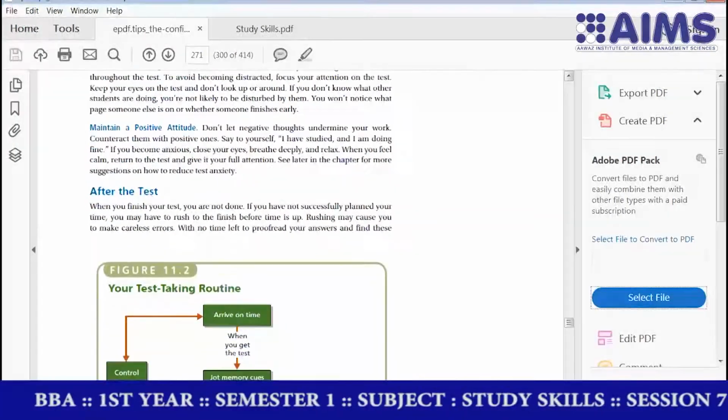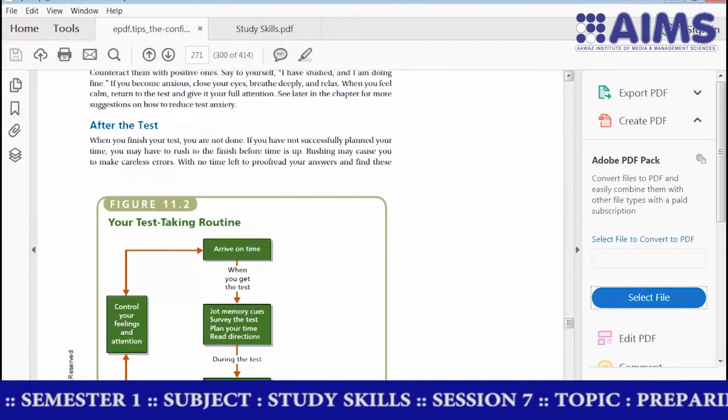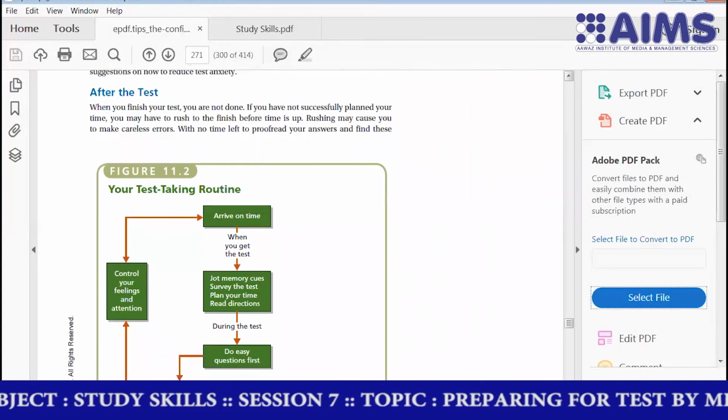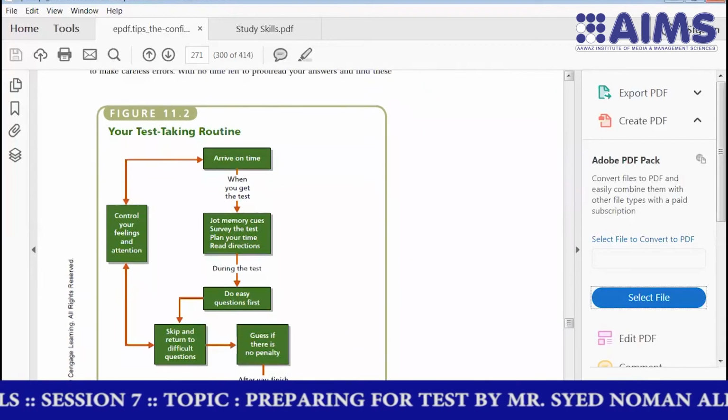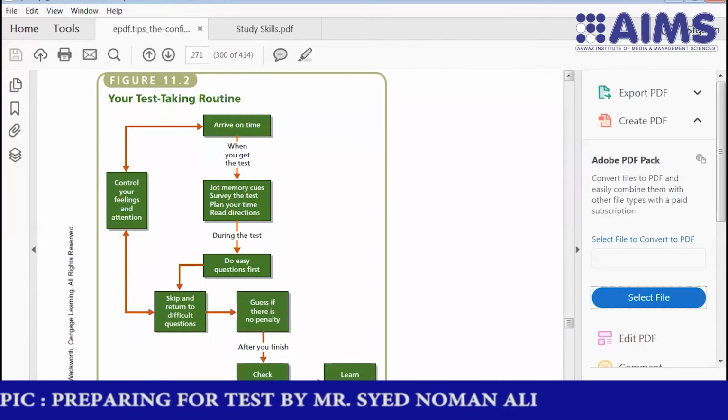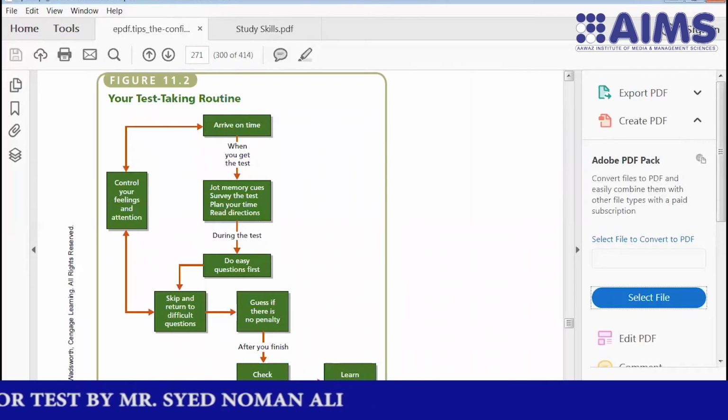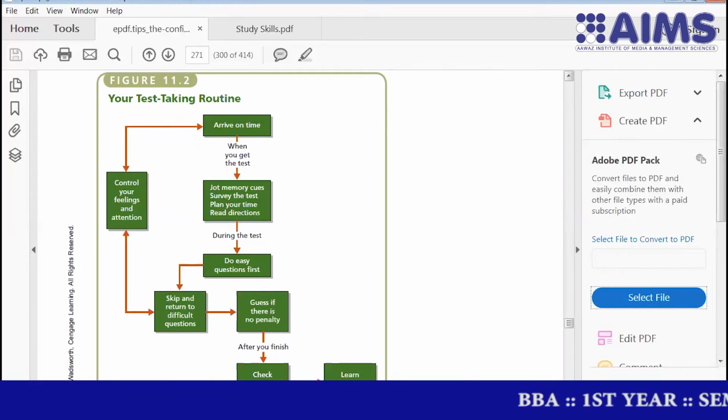After the test, you learn from the mistakes. Here is a table, a great cycle. First, you arrive on time. When the test begins, you must arrive on time.